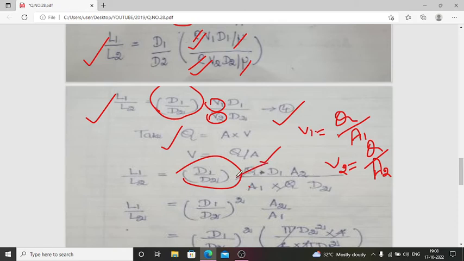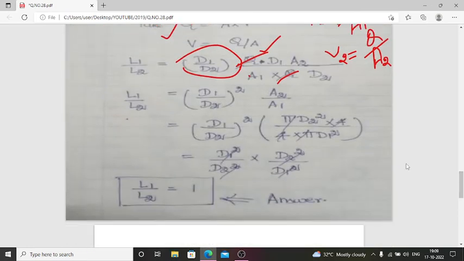Which ones cancel here? Q's are cancelled. Finally we get d1 by d2 whole square. The numerator has d1 into d1, the denominator has d2 into d2, so d1 by d2 whole square. The rest of the term is A2 by A1. So what are the A2 and A1 values? This is the pipe area.